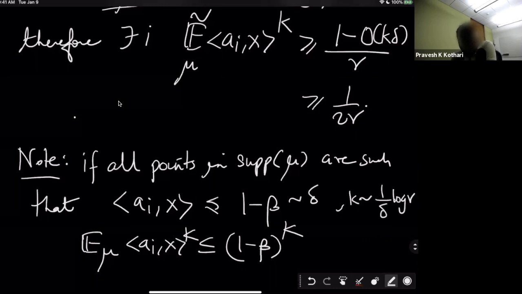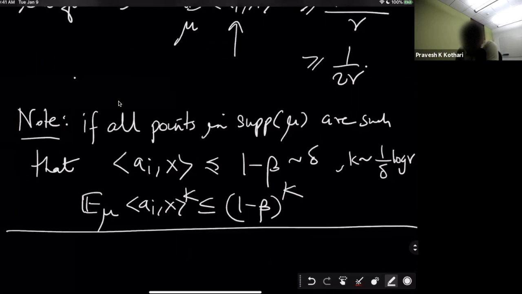So for actual distributions, I hope you're all convinced that the only way this inequality could be true is if mu has some mass, like some point in the support of the distribution mu, that is really 1 minus beta correlated with one of the AIs, right? And so that's some hope, right? Like I can hope to recover one of these AIs. Still with me? Feel free to ask me questions or stop me if I'm confusing you.